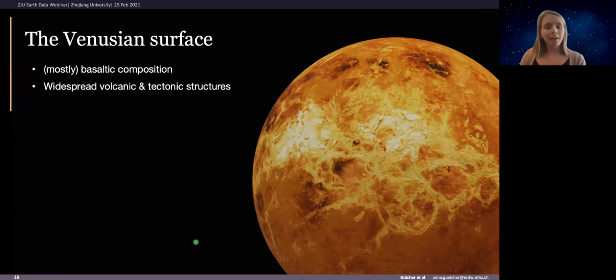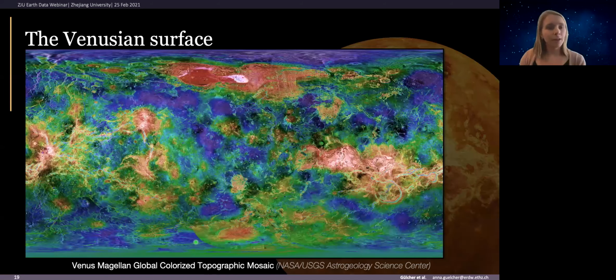And despite the absence of a global network of moving plates, the Venusian surface is littered with many volcanic and tectonic structures. So the abundance of these many structures is quite evident in this mosaic image made by the Magellan mission. And as you can see, the colors here indicate the topography. The surface of Venus hosts some highlands that are shown in red. But you also see many, many structures in various shapes, formats, and geometries.